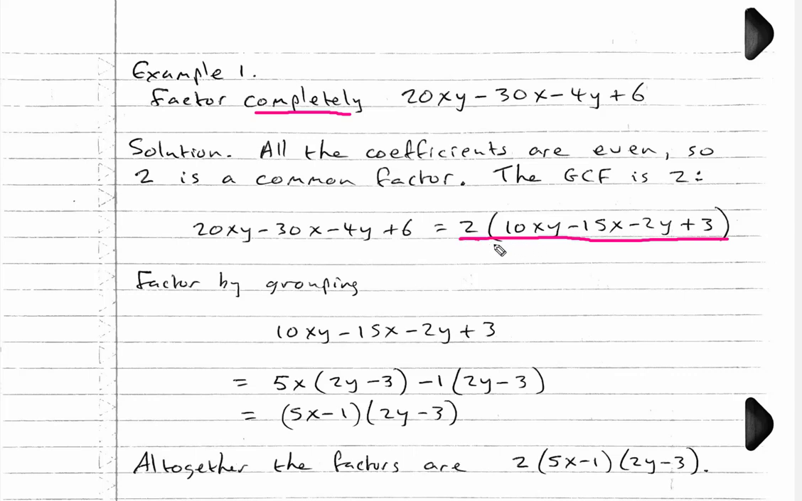It's not factored completely because this second piece can be written as products of smaller things. And this factors by grouping. Remember this method: look at the first two, take out their greatest common factor, that's 5x. So this is 5x times 2y, this is 5x times negative 3.